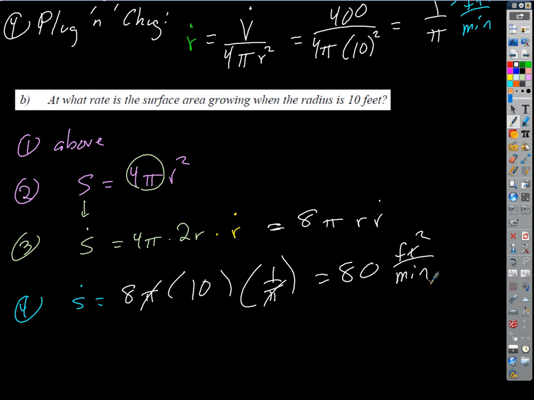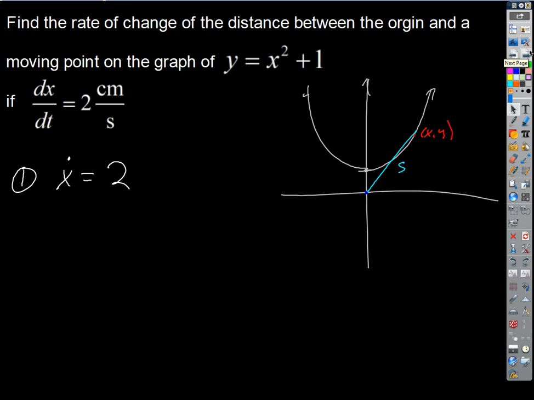Okay? Got it? Okay, now let's try it. We started one yesterday. I guess I didn't see that bottom part. But let's go back to this one, right? Find the rate of change of the distance between the origin and a moving point on the graph of this parabola, y equals x squared plus 1.